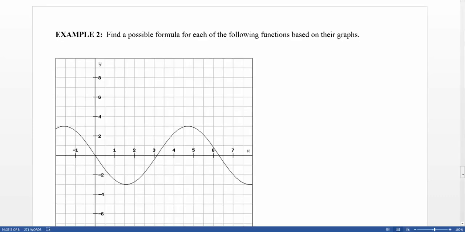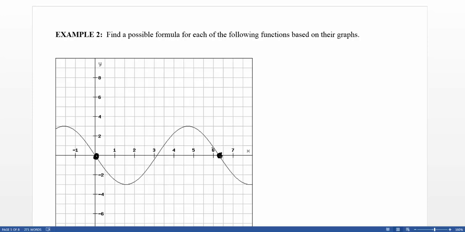Example 2. Find a possible formula for each of the following functions based on their graphs. So here, what we're going to do is look at this graph and try to make a good judgment call about whether it's sine or cosine, and then from there find things like the amplitude, the period, and the shift. So if I look at the shape of this graph, I really want to consider what's happening starting at 0 and ending at roughly 2 pi, because that's where my graph starts to repeat. So I can see that the period hasn't been altered here because it goes from 0 to a little bit past 6, which is what sine or cosine does.